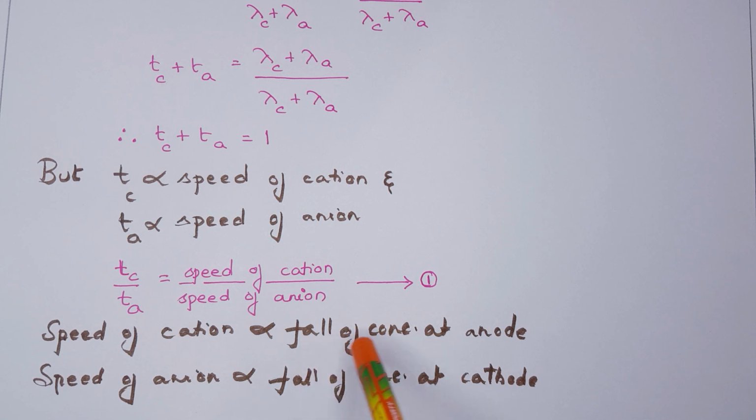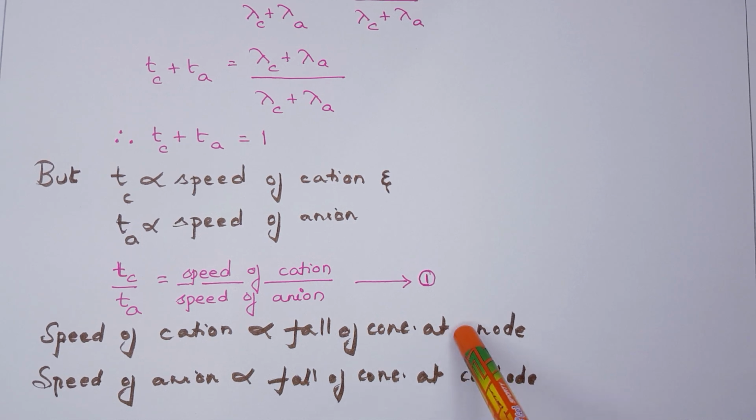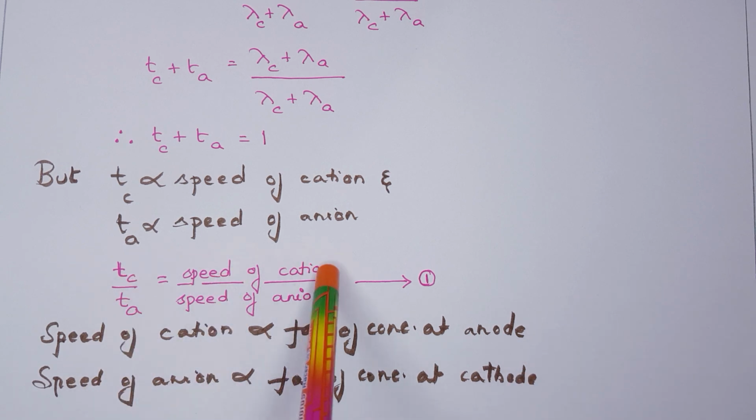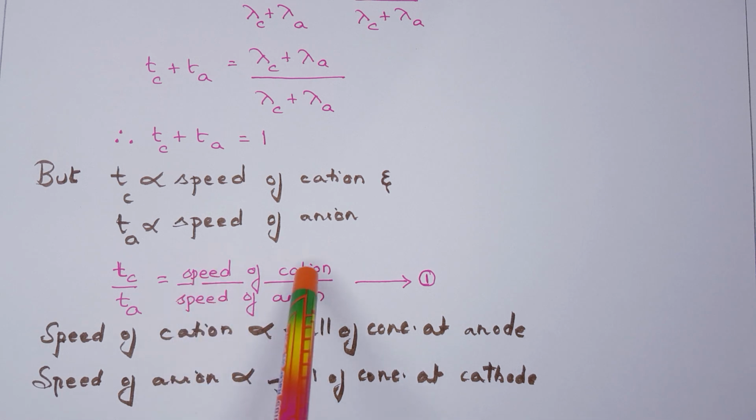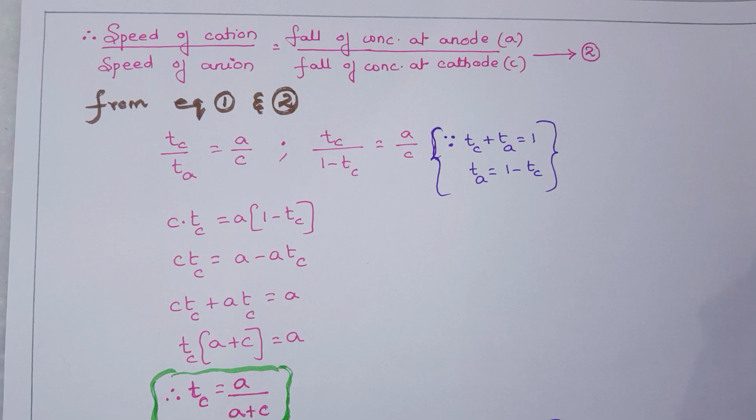That means decrease in concentration at anode, and speed of anion will be proportional to decrease in concentration at this electrode, that is cathode. So from this you can write speed of cation by speed of anion is equal to fall in concentration at anode by fall in concentration at cathode. Okay. This is Tc by Ta is equal to speed of cation by speed of anion, and speed of cation by speed of anion is equal to fall in concentration at anode by fall in concentration at cathode. Mark it as equation number 2.